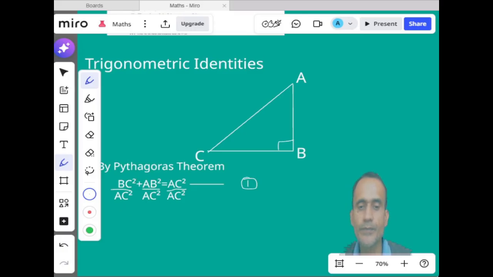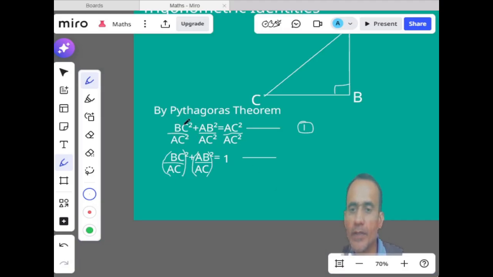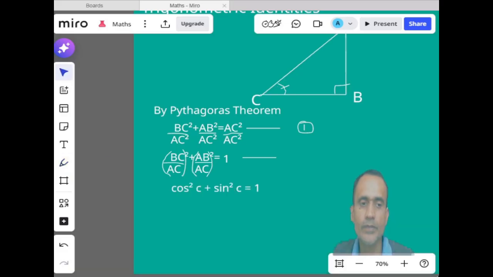So we get BC square by AC square, which means (BC by AC) whole square. Similarly, AB by AC whole square. AC square by AC square is 1 because AC is a positive number. But in this triangle, sorry, BC by AC is cos C and AB by AC is sin C. So we replace these values by sin and cos. So we get a trigonometric identity that cos square C plus sin square C is equal to 1.